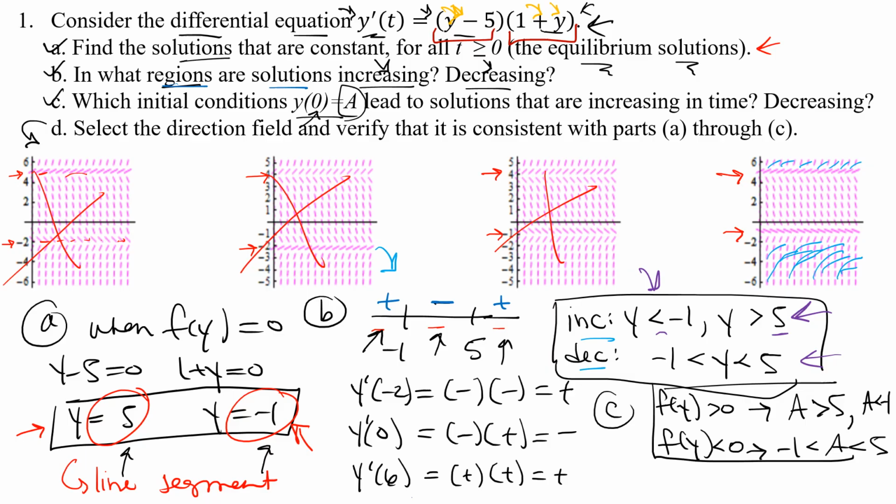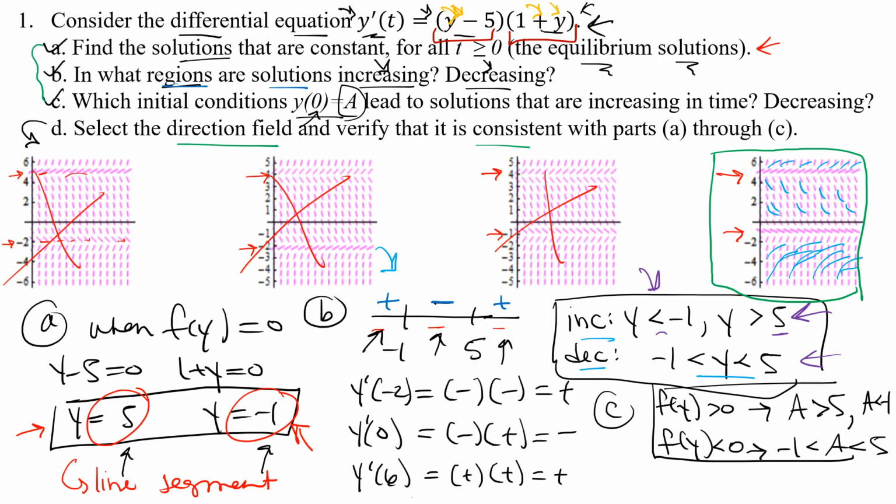Now, what did we say about decreasing? It should be decreasing between -1 and 5. So you can see, yes, each of these little tick marks, these little lines, are decreasing. Therefore, this last graph over here is going to be the correct graph that represents the direction field, and that is consistent with everything that we found here in part A through C.